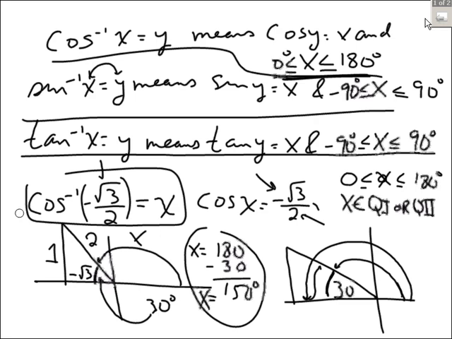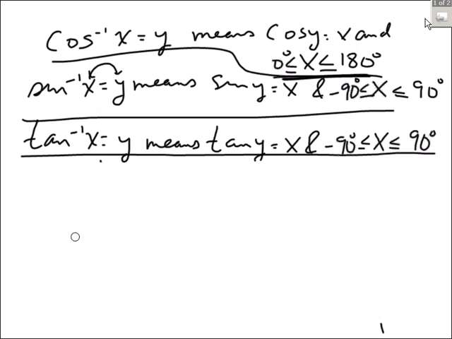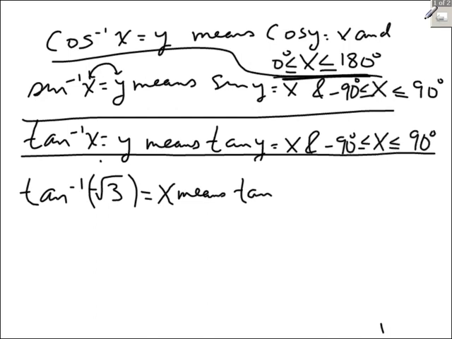Okay, let's try another one. Each trig function is defined in two quadrants. One of those quadrants will be positive, and the other quadrant will be negative. For example, if you were asked to find the tangent inverse of negative square root of 3, let's call it x. Well, this means that the tangent of x is negative the square root of 3.